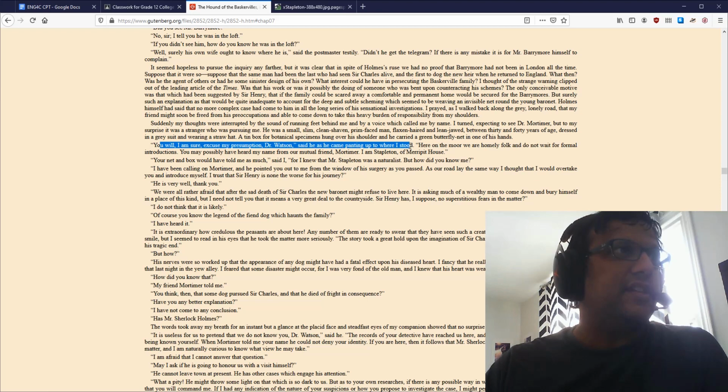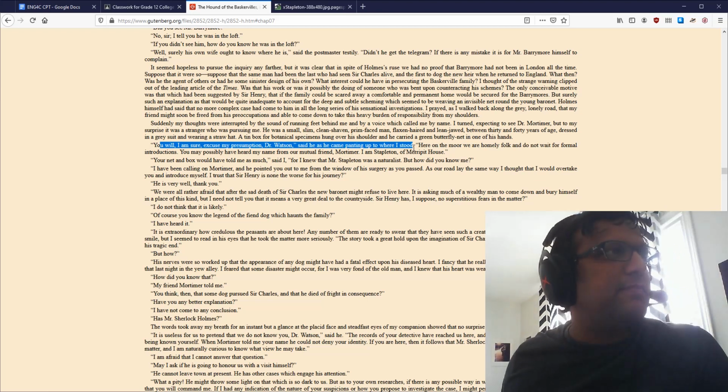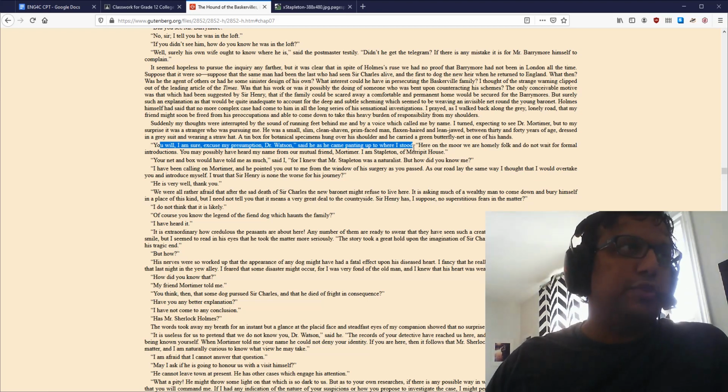Watson," said he, as he came panting up to where I stood. "Here on the moor we are homely folk, and do not wait for formal introductions. You may possibly have heard my name from our mutual friend Mortimer. I am Stapleton of Merripit House."